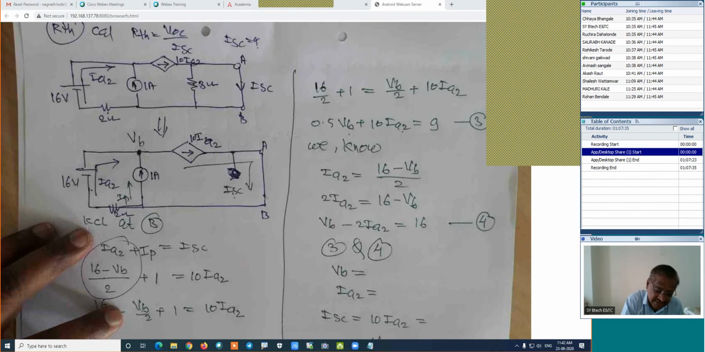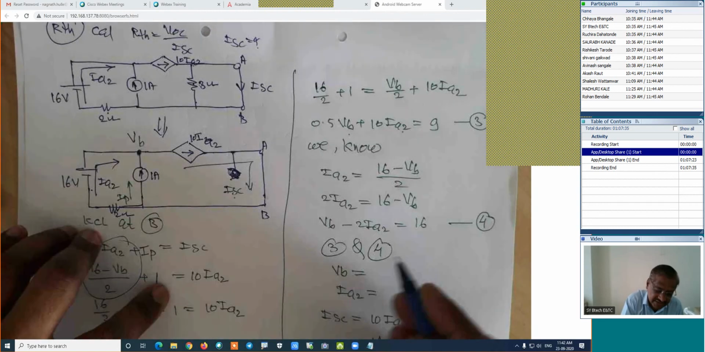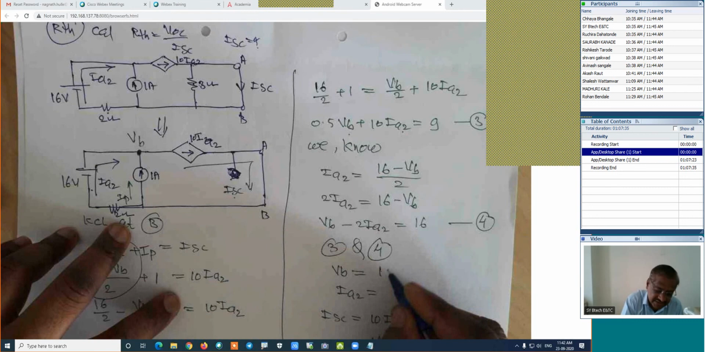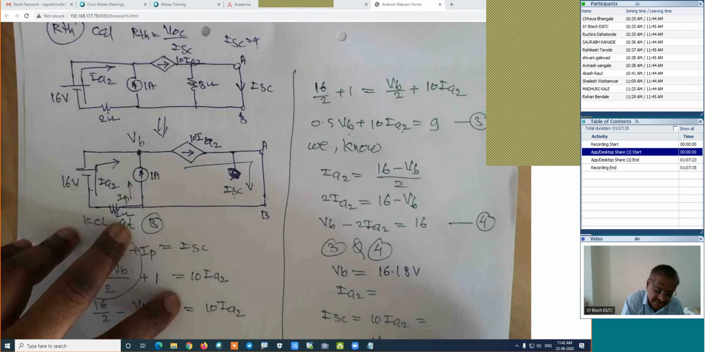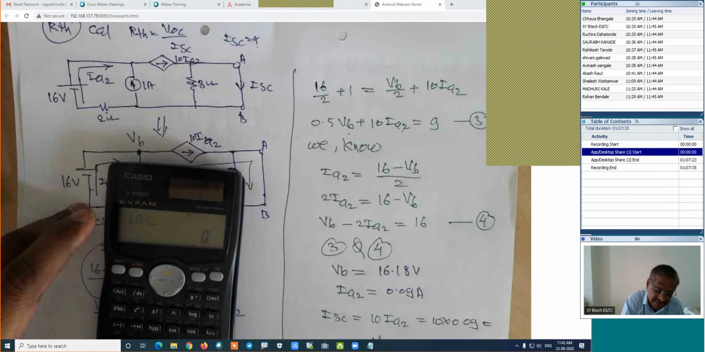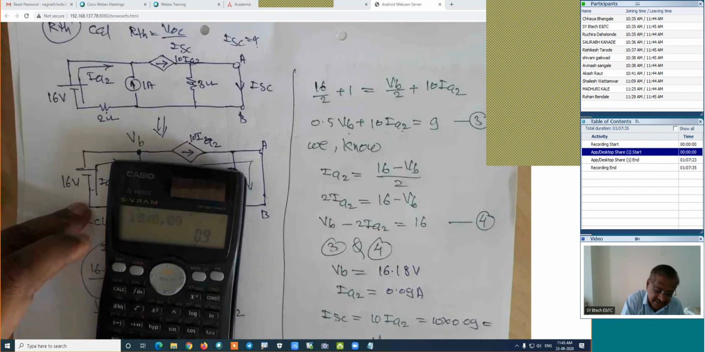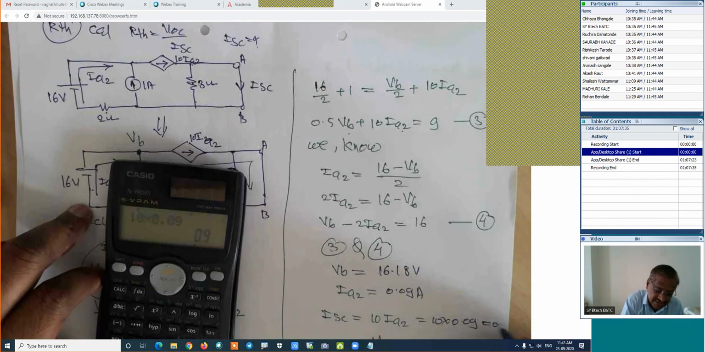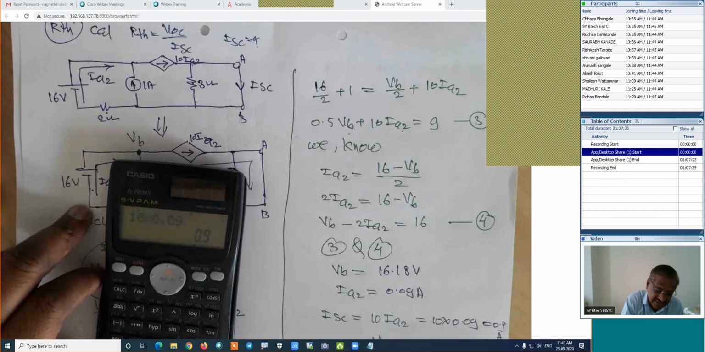Yes. VB is 16.18. IA2 is 0.09 amperes. This is 10 into 0.09 amperes. How much is this value? 10 into 0.09 is 0.9 amperes. Right. That's right. Then you can work out this remaining problem.